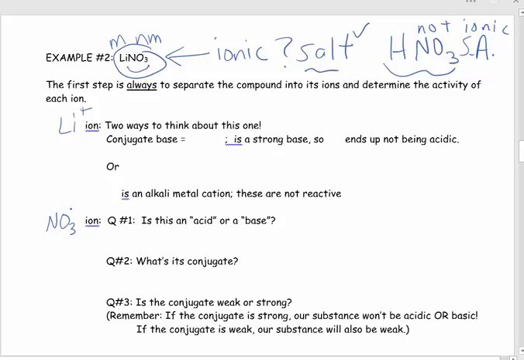That's one poly, remember these polyatomic ions. Okay, and it's nonmetals. So there's your salt. Okay, so we said for alkali metals, we say, well, the conjugate base of Li+ is LiOH, which is weird. That's a strong base, so therefore Li+ is not acidic. Or the other way to think about this is that Li+ is an alkali metal cation. Okay, and if you just remember that these are not reactive, that means that they do nothing. They don't affect the pH.